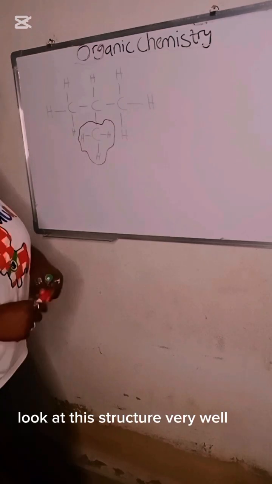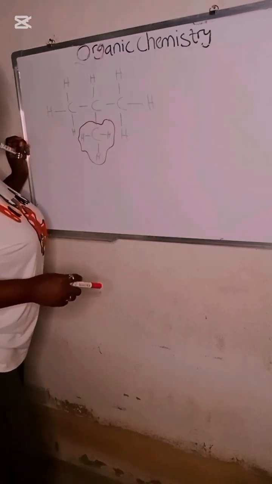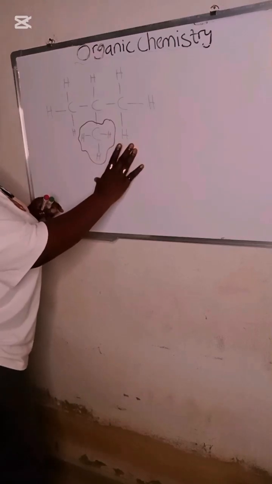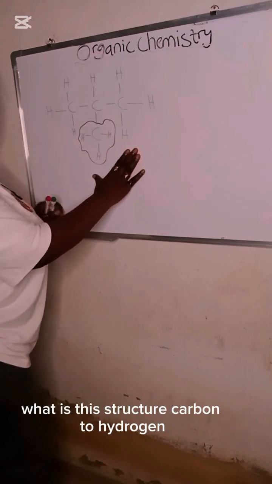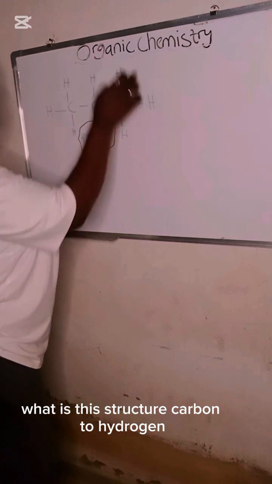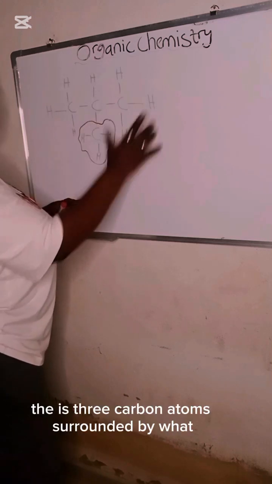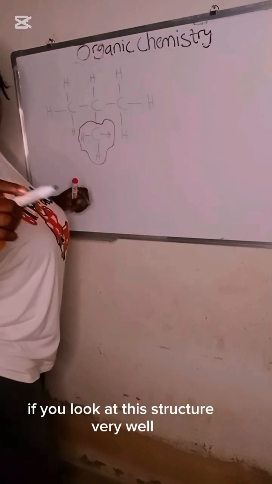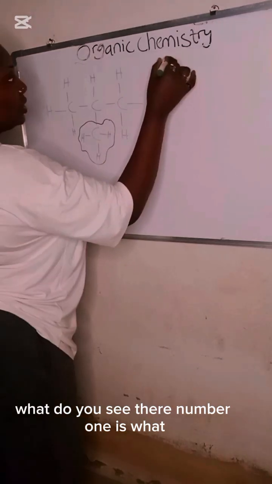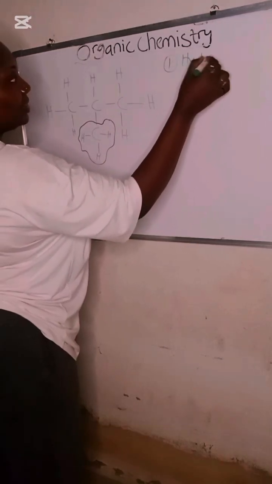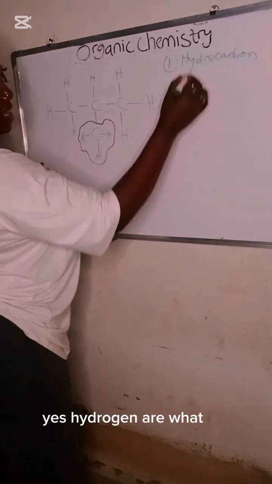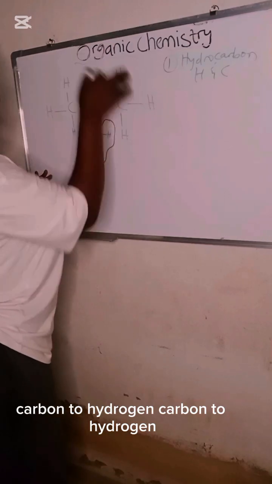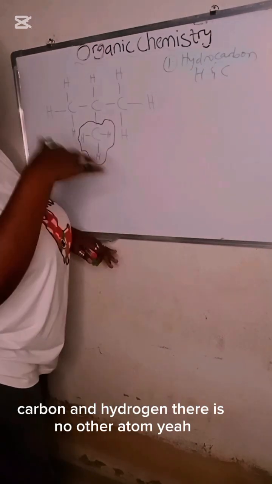Look at this structure very well. What are you seeing there? First, look at the structure very well. If you see a structure like this, what is this structure? Carbon to hydrogen. These 3 carbon atoms surrounded by what? Hydrogen atoms. Number 1. If you look at the structure very well, what do you see there? Number 1 is what? This is a hydrocarbon. Yes, hydrogen and what? Carbon. Carbon to hydrogen, carbon to hydrogen. Everything you're seeing here is what? Carbon and hydrogen. There is no other atom.